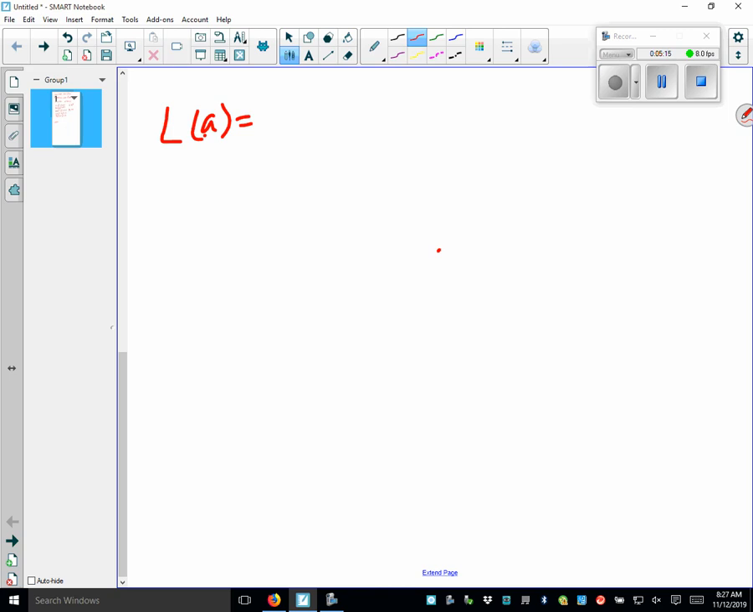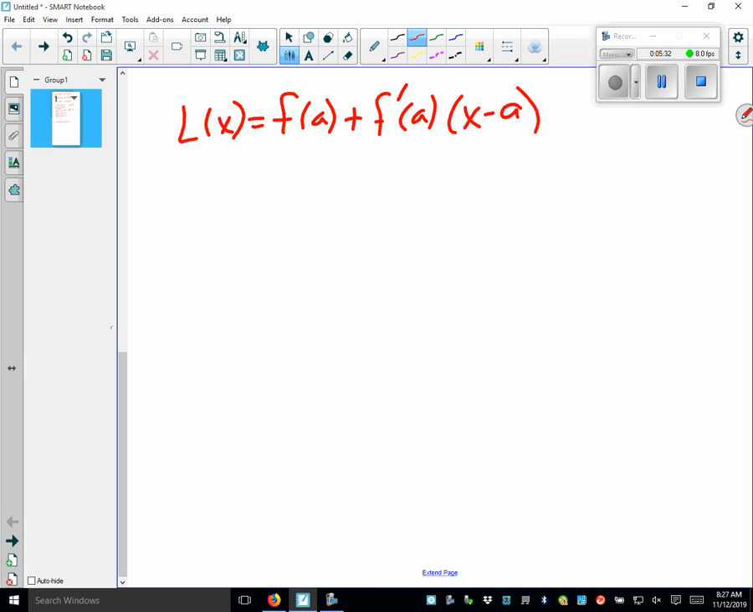Right, it wants L of X. So L of X equals linear approximation: F of A plus F prime of A. Okay, what's going to happen if you don't know that formula? We're going to fail. Well, maybe not fail, but you're not going to be very good on that.